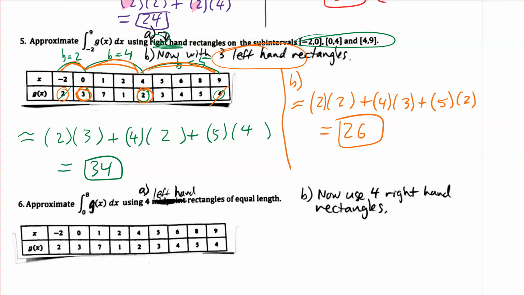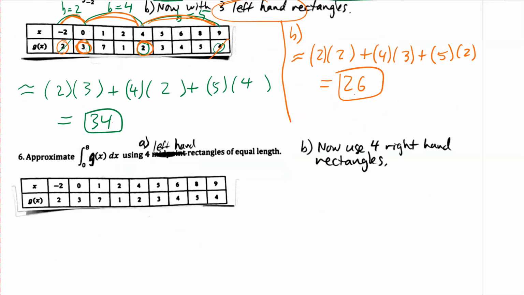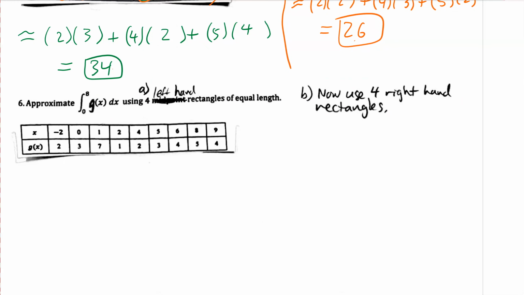So I'm guessing that 26 is our underestimate and 34 is going to be an overestimate. So hard to tell without looking at the picture, but sometimes you can make a guess at it like that. All right, moving on to number 6. I think we got kind of the hang of it now.